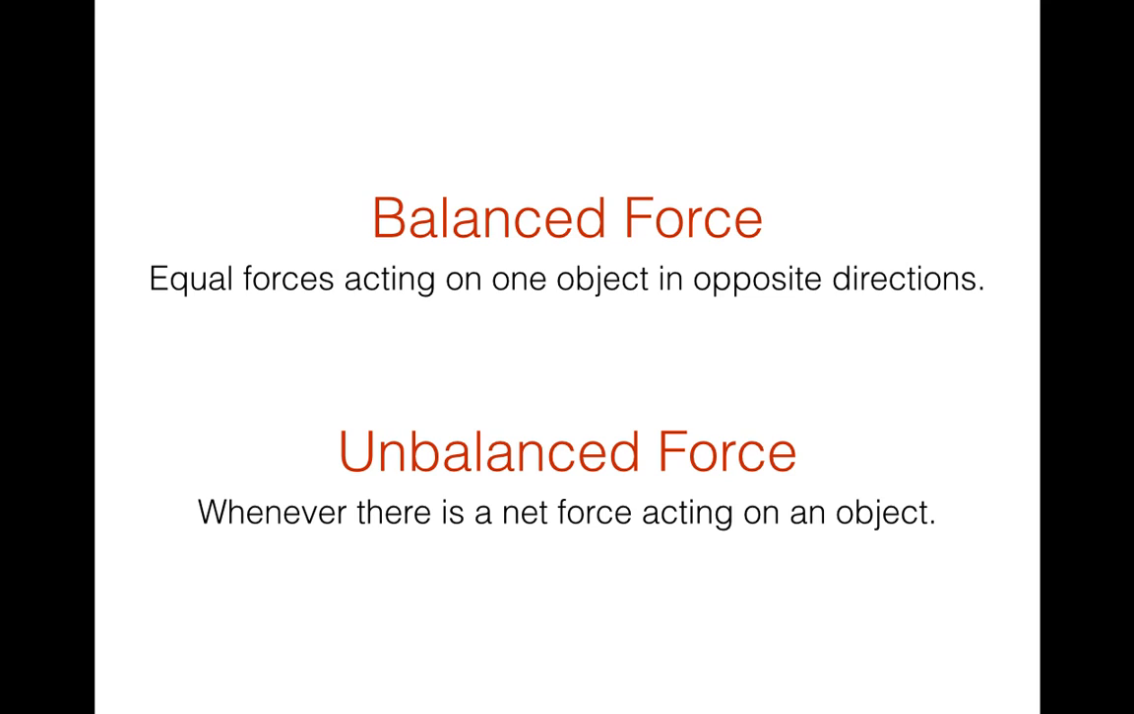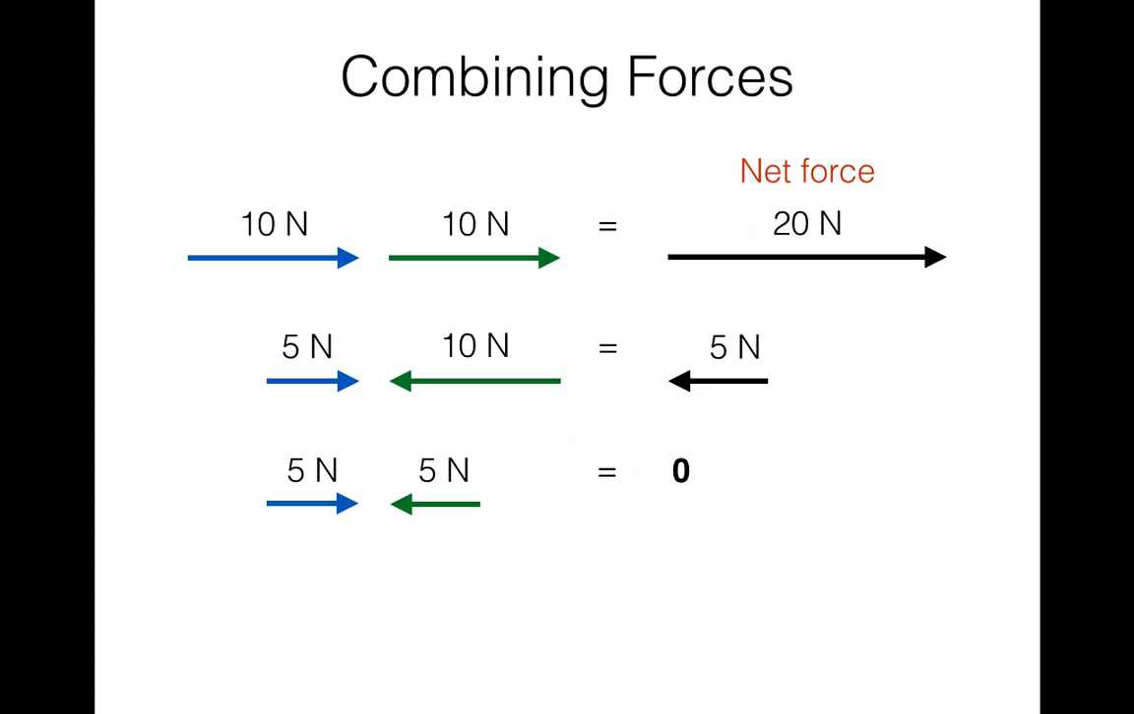An unbalanced force is whenever there's a net force acting on an object. So every time you get a net force, not a net force of 0, but every time you get a net force, that is an unbalanced force. So let's go back to that slide. So let's look at the first problem. We have a net force of 20. Would that be balanced or unbalanced? That actually would be unbalanced because we have a net force.